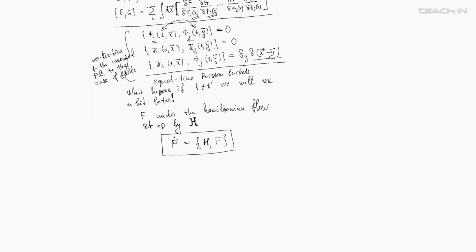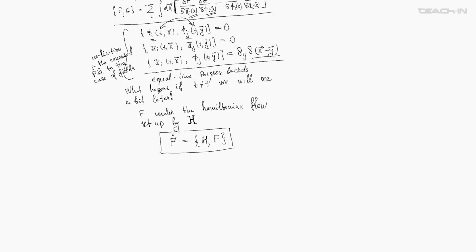This equation in classical mechanics with a standard Poisson bracket, by standard or canonical Poisson bracket I mean the bracket {Qi, Qj} equal to 0, {Pi, Pj} equal to 0, {Pi, Qj} equal to delta ij.